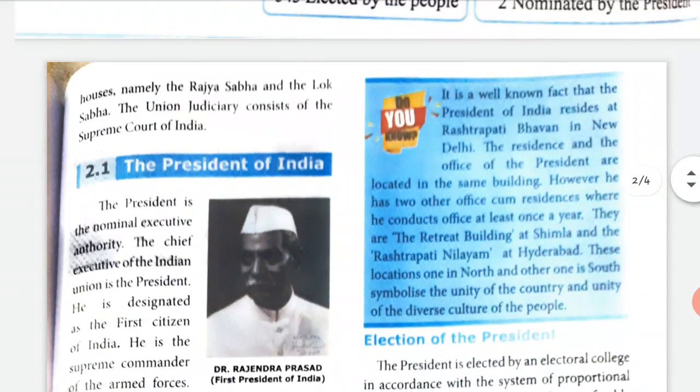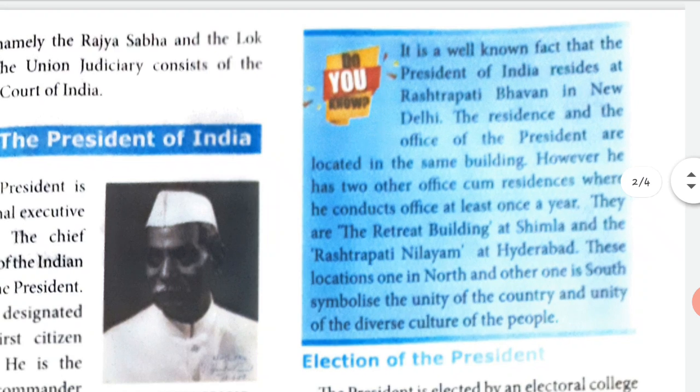Next we have, it is a well-known fact that the President of India resides, means lives, at Rashtrapati Bhavan in New Delhi. So he is living where? His home is at Rashtrapati Bhavan in New Delhi. The residence and the office of the President are located in the same building. So he has got his office and his house in the same building.